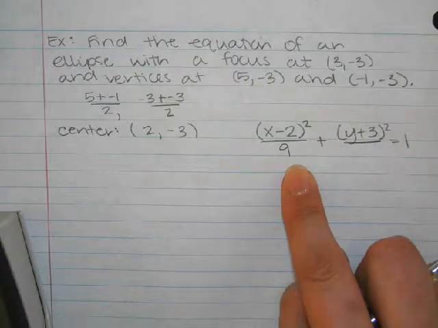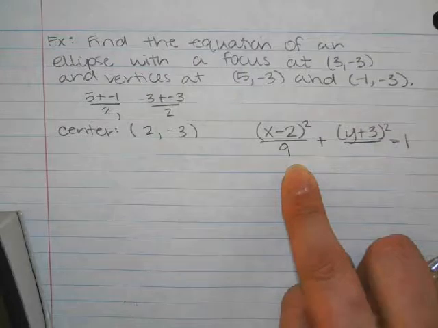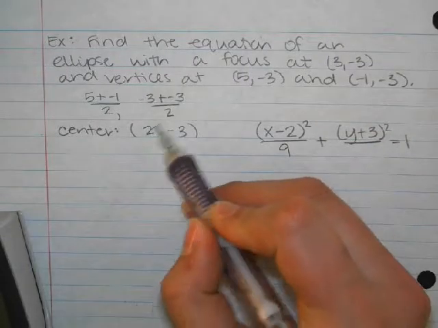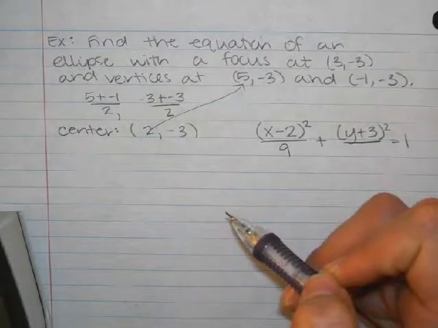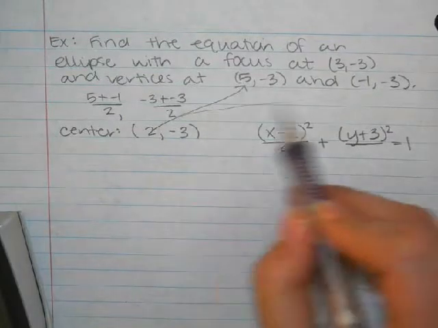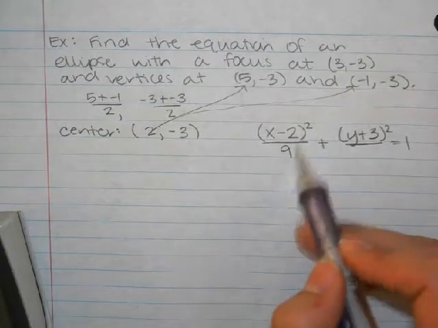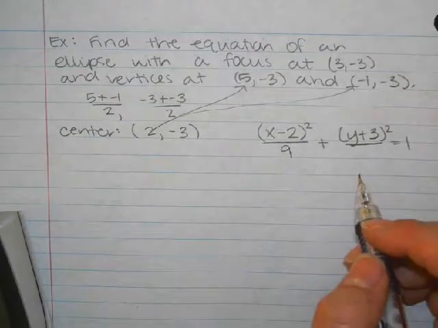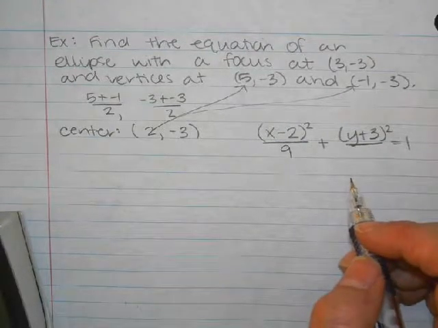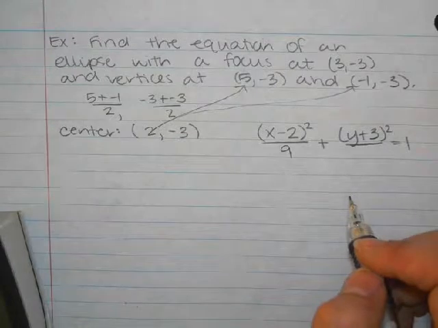Yes? I totally didn't understand what you meant. How did you find 9? So we could see that from 2 to 5 is a length of 3. And from 2 to -1 is also a length of 3. So if you think about what number had to be there to tell you to go left and right 3, it would have been 9, because the square root of 9 is 3. Okay.